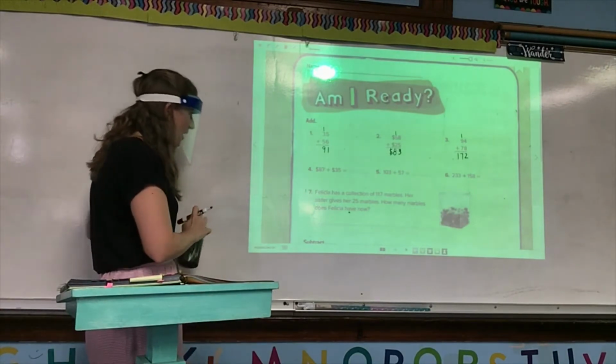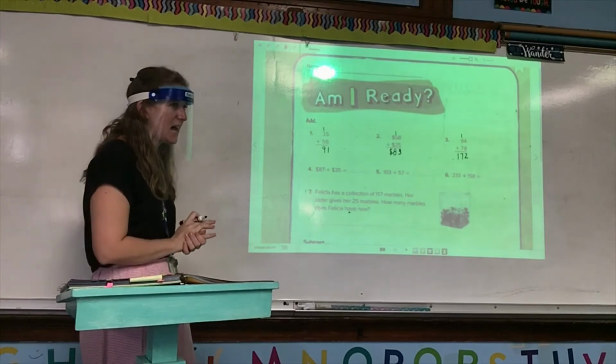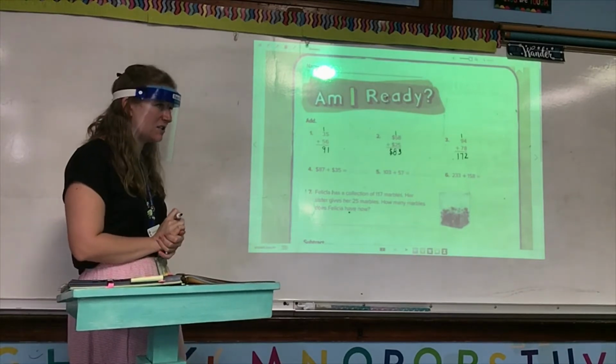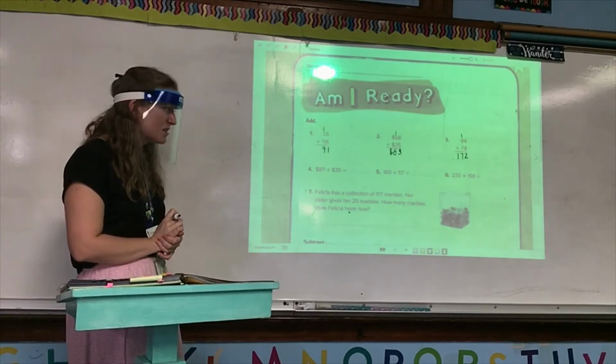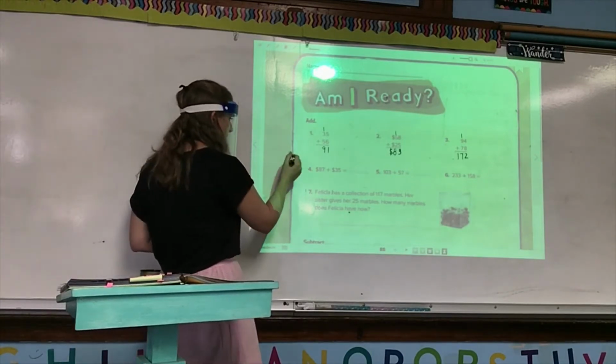Okay, number 4, we have $87 plus $35. But Zadie, this is sideways. Is it easy to solve an addition problem sideways? No. So what do we need to do first? Write it up and down. So I'm going to come to the side.